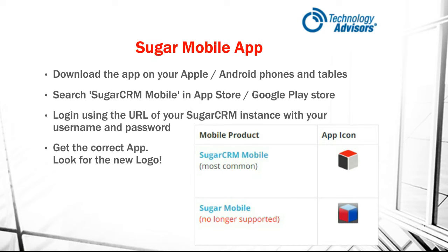Once you have the app downloaded and when you open it up, it's going to prompt you to log in. It's going to ask you first for the URL of your Sugar instance. So when you pull up Sugar in your browser, everything up to the .com is typically what you're looking for there. And once you put that in, it will validate that it can connect to your Sugar correctly. And then it will ask you for your username and your password so that it can log in.